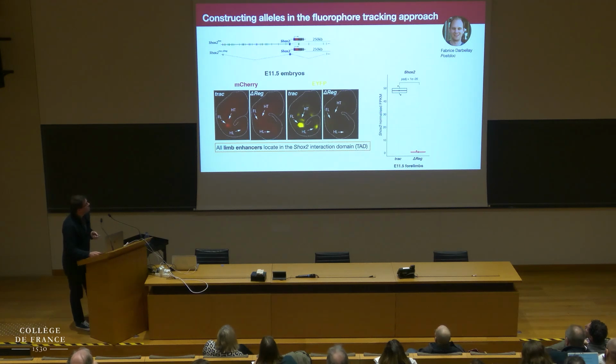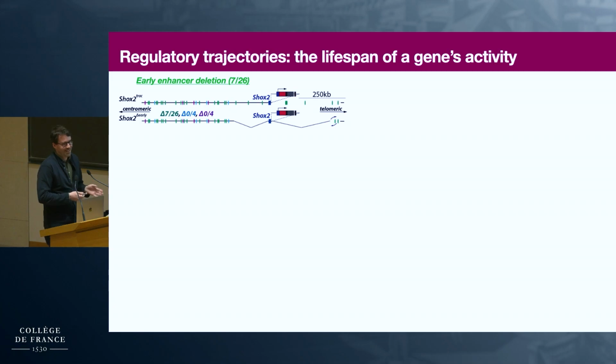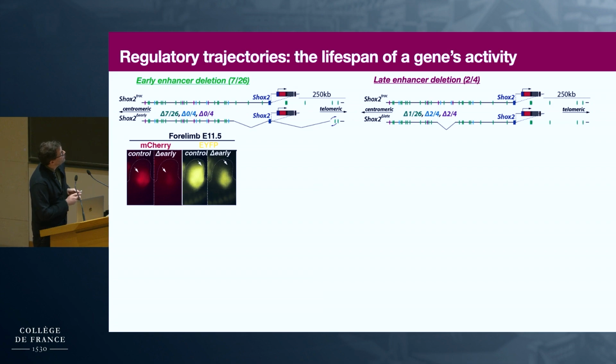So how can we test the hypothesis that early enhancers act early on and late enhancers act later on, and maybe bear different functions in the control of gene expression? We first performed the early enhancer deletion, so two deletions here that remove 7 out of 26 early acting enhancers, and then we produced a late enhancer deletion that removes a little piece here, mostly affecting enhancers that act at late stage, among which 2 of the 4 late enhancers. So let's start with the first deletion.